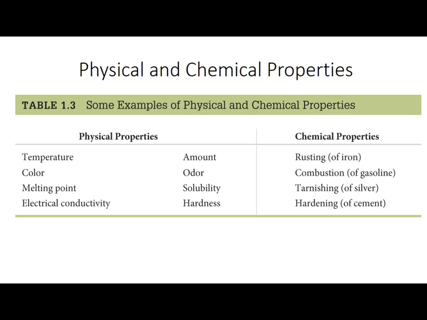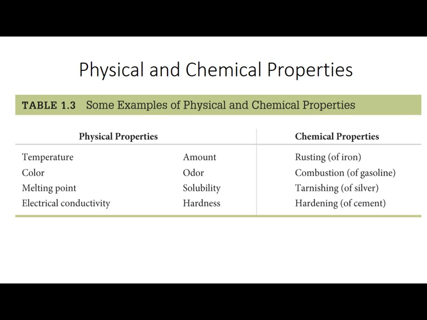Physical properties are pretty much any way that you would describe something based on the way it looks. Temperature, color, melting point, quantity, solubility, density, all of those things are physical properties. Chemical properties, the examples listed here, rusting, combustion, tarnishing, hardening, they generally always involve a chemical reaction. That's why they're called chemical properties.